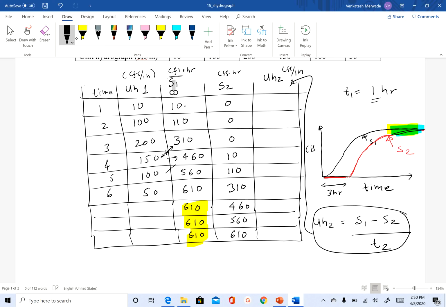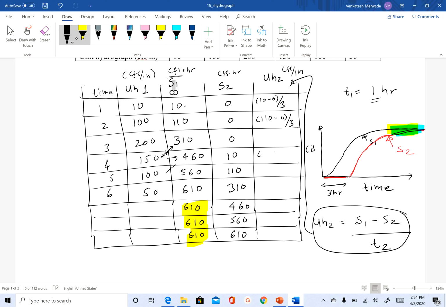So S1 minus S2: this will be 10 minus 0 divided by 3. This will be 110 minus 0 divided by 3. This will be 310 minus 0 divided by 3. This will be 460 minus 10 divided by 3, and so on. Once you know how to do this, I will keep the first 2 rows and write the values here.